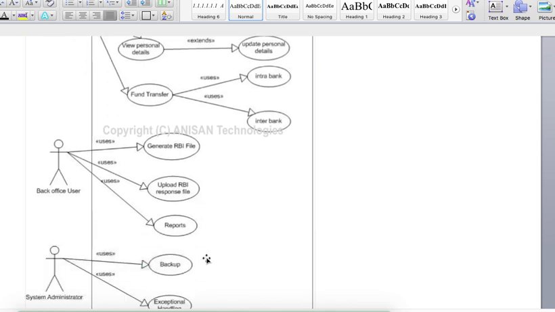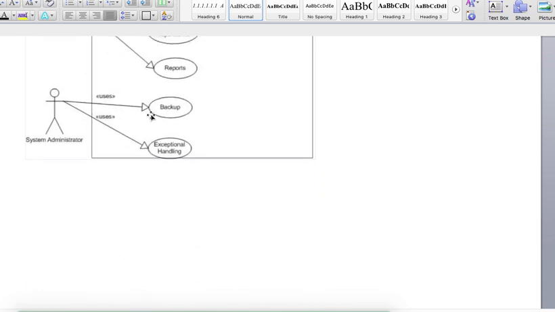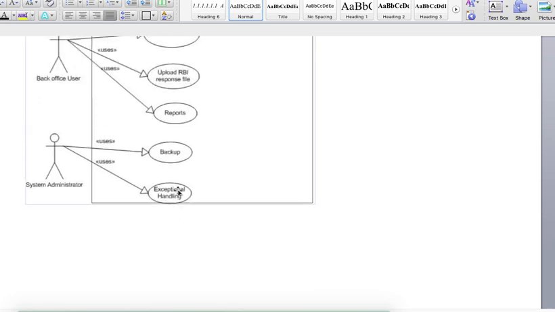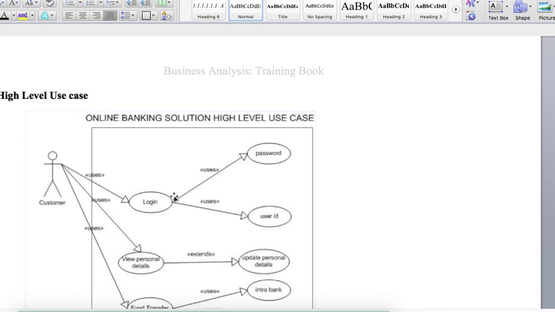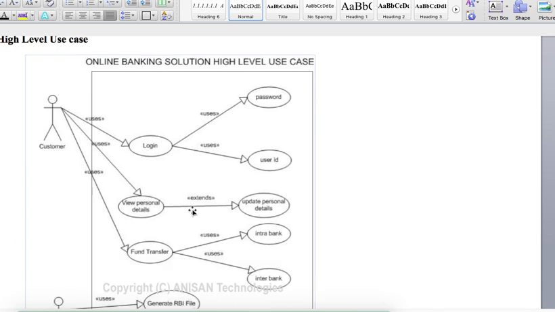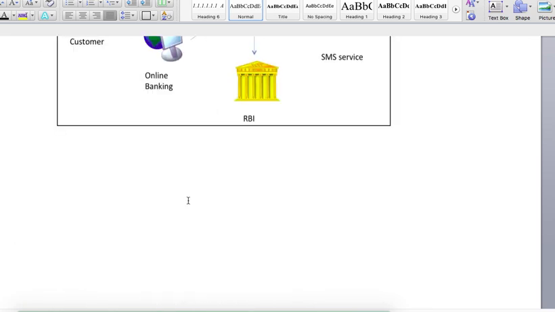And one more thing is the system admin, he takes the backup, and he is also involved in exception handling. So this is how the high level use case may look, but depending on the project you may have more functionalities, or it could be more complex as well. But this is a simple example we have taken to teach you how it looks. Okay, and let me go through one more.